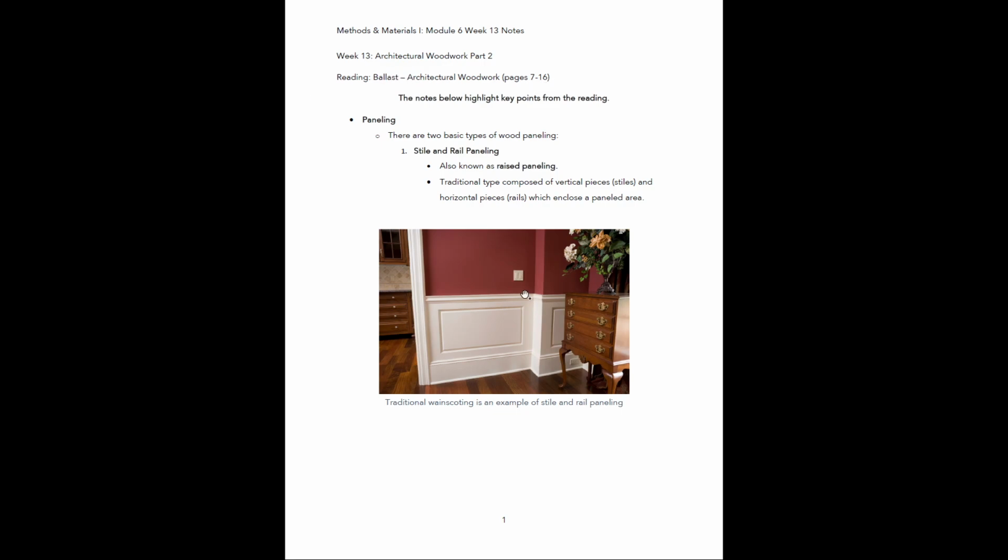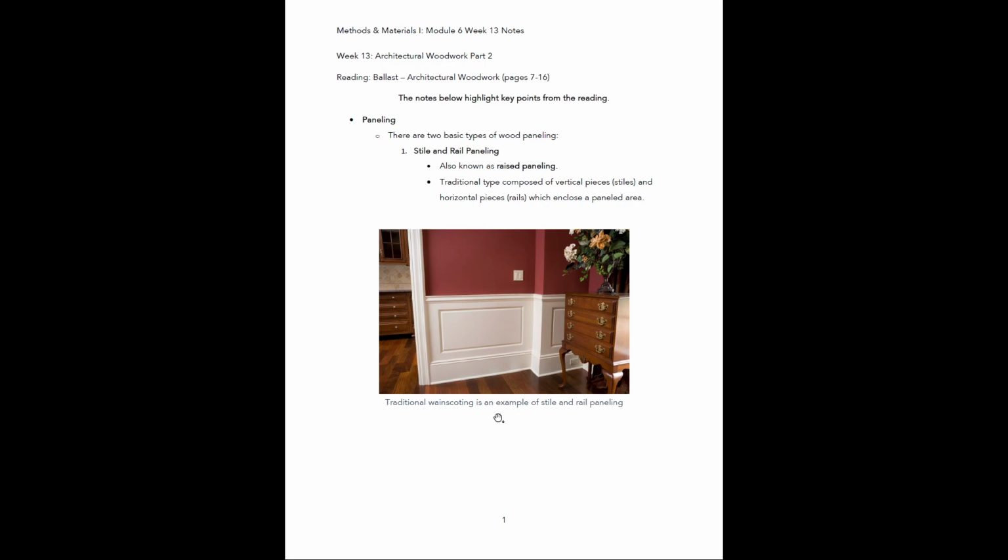Alright, so getting started here, we're first going to take a look at architectural paneling. So there's two basic types of architectural wood paneling. The first one that we have is known as stile and rail paneling. This is also sometimes referred to as raised paneling. And this is going to be your traditional wall paneling type, and it's composed of vertical pieces that are called stiles and horizontal pieces that are called rails. And these two pieces together will enclose a panel.